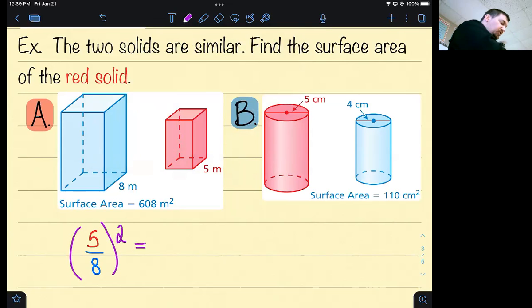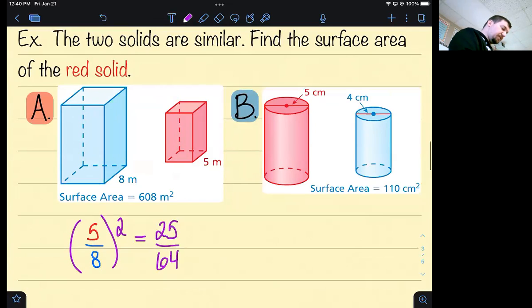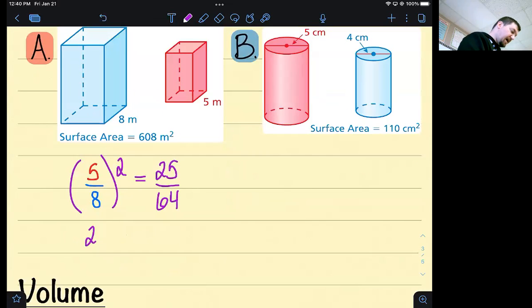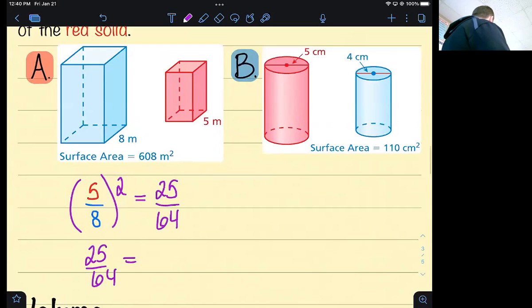And Seth, what will I get when I square 5/8? That's right, 25/64. That's the ratio that I want to use. And so I'll just do that down here. 25/64 is equal to, and then I'm going to place the 608 meters squared because it went with the blue shape down on bottom where the 8 was located, which is now a 64. And so I'm going to put the 608 right there. I'm going to put my X right there.